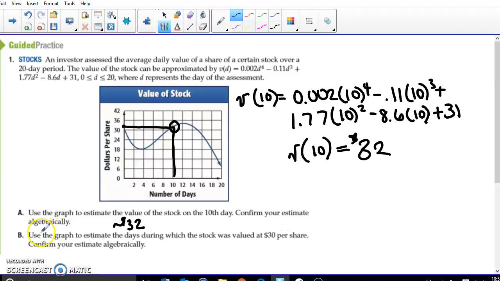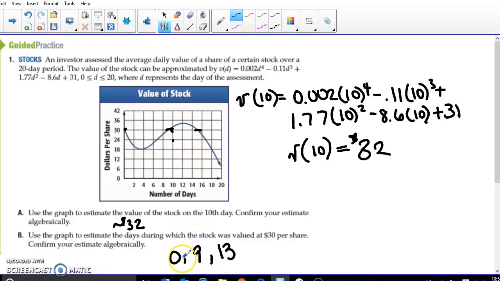And then part B says use the graph to estimate the days during which the stock was valued at $30 per share. So removing that so that we can look. Every place where it's 30, my graph crosses at 30. So it appears at day 0, and then again at 9, and then again at day 13.